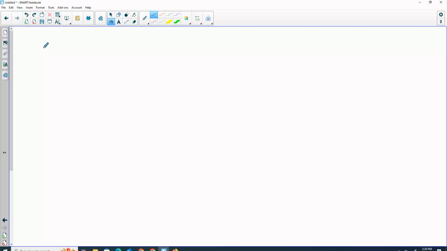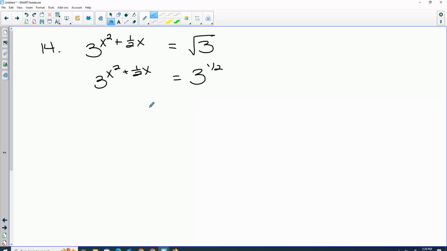Problem number 14. We have 3 to the x squared plus 1/2 x equals the square root of 3. So we have options. You could go through and add a log here, but probably more helpful is to realize a square root is the same thing as what? 1/2. So you can set the exponents equal to one another. We have x squared plus 1/2 x equals 1/2.